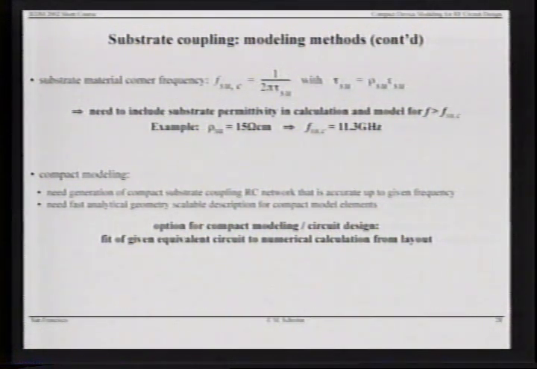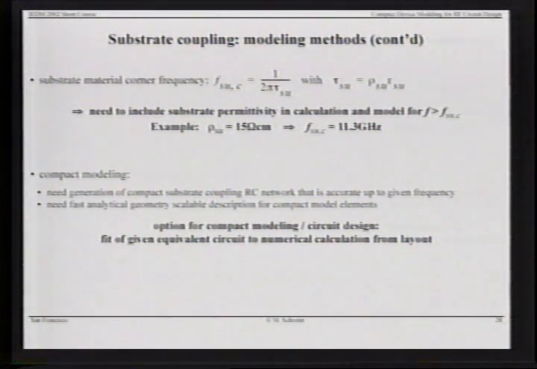The other thing is, when do we have to consider more complicated substrate coupling networks and start to consider, let's say, the silicon's permittivity? You can estimate that fairly easily by calculating the corner frequency of the substrate, which is given by the substrate resistivity and permittivity. There's a numerical example here for a 15 ohm centimeter substrate. The corner frequency is about 11 gigahertz. This means that you have to include the permittivity of the silicon substrate at this frequency and possibly even a little bit lower in order to take into account the capacitive coupling on top of the resistive coupling.